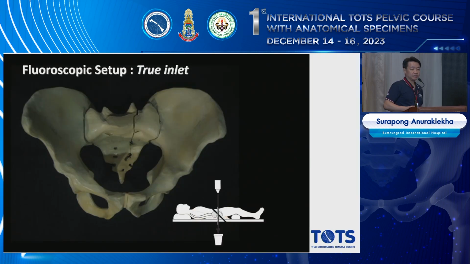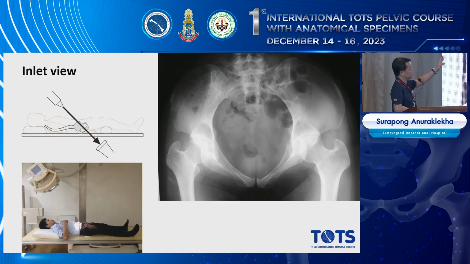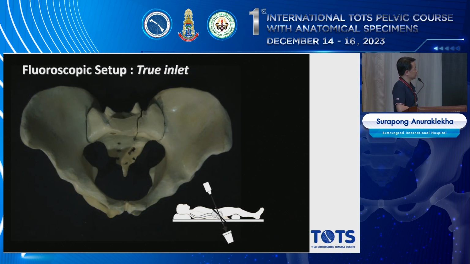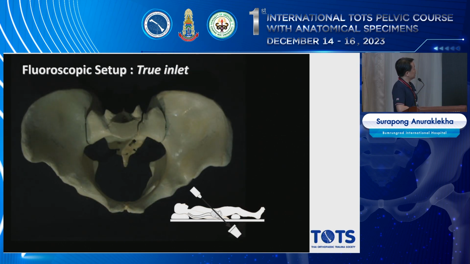What about the true inlet? The inlet that we use in the X-ray usually is done by the technician. The true inlet is the X-ray that I would like to emphasize a little bit, because we really need this for percutaneous screw fixation. The true inlet view is the inlet view where we tilt the II like this in order to get S1, S2, and S3 at the same level. This is the true pelvic inlet that you really need when you do percutaneous screw fixation of the iliosacral screw or the sacral fracture.